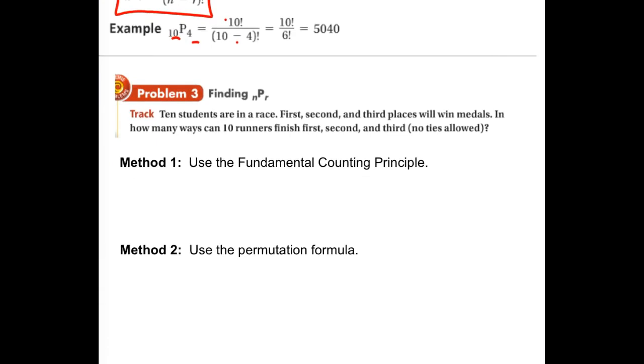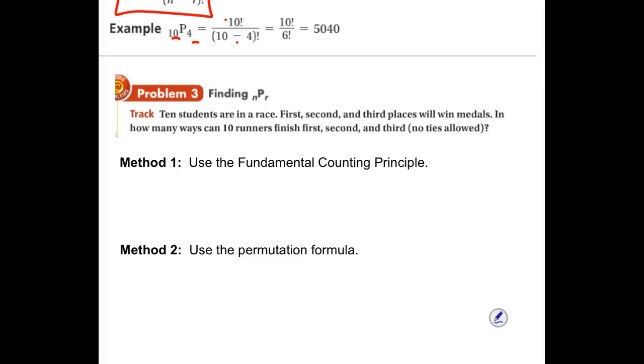So our first example says 10 track students are in a race. First, second, and third places get medals. Does the order matter? Is there a difference when I come in first versus coming in second? Yes. Usually they're different colored medals, things like that, right? It's better to come in first. All right. So order is important.